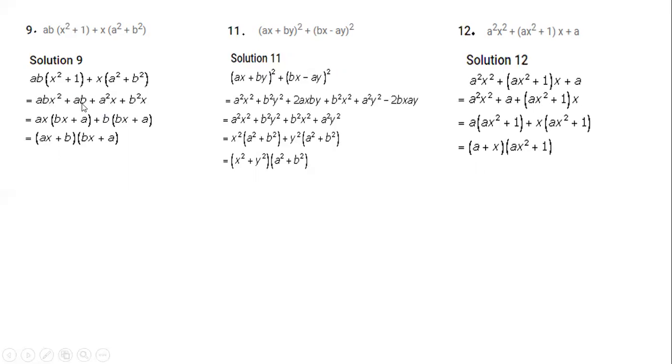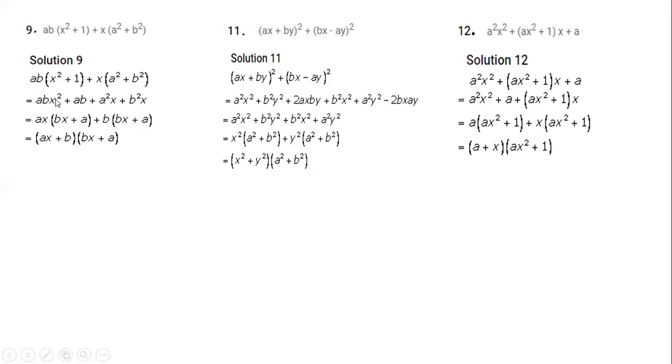These 4 terms. Now it's up to us. If we want to take abx square and a square x as a single group, then we can. If you want to take abx square and b square x as a single group, then we can. Choice is ours. So here I am taking abx square plus a square x as one group and b square x and ab as another group.